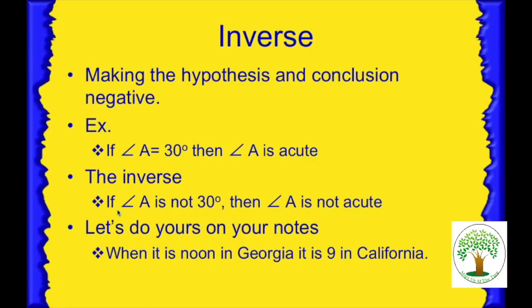All right, so in yours, we had a statement at the very beginning. When it is noon in Georgia, then it's 9 in California. We made this the if on the front. We made the then. I want you now to write the inverse. And we'll talk about it in a minute.